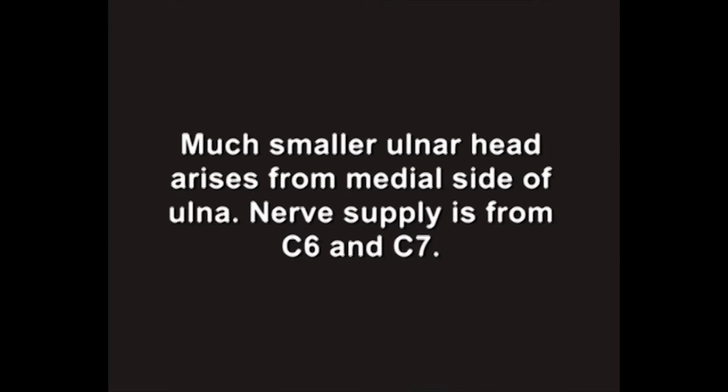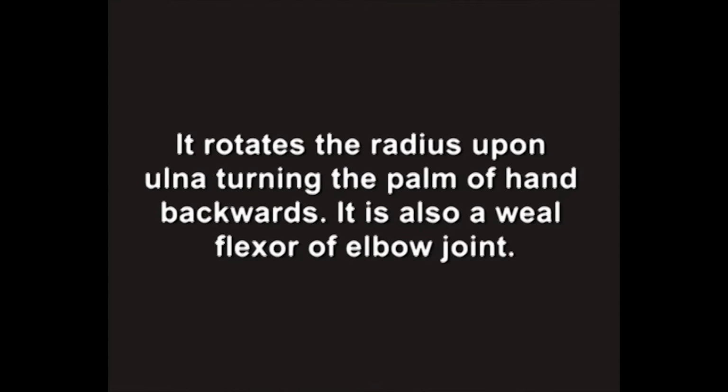Pronator teres. It has humeral and ulnar attachments. The humeral head is larger, more superficial and arises from medial epicondyle. Much smaller ulnar head arises from medial side of ulna. Nerve supply is from C6 and C7. It rotates the radius upon ulna, turning the palm of hand backwards. It is also a weak flexor of elbow joint.